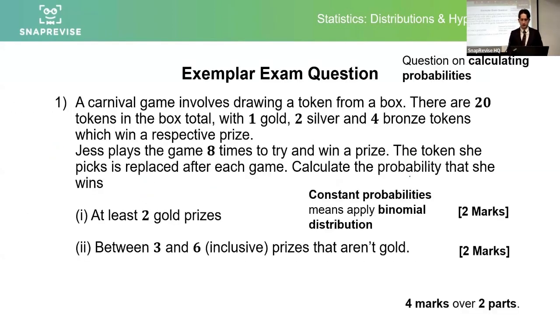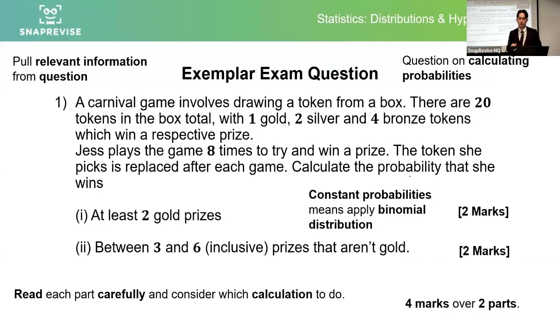Here we go. So a few things to consider. A carnival game involves drawing a token from a box. There are 20 tokens in total, 1 gold, 2 silver, 4 bronze, which respectively win a prize. Jess plays the game 8 times to try to win the prize. That's important as well. It's very easy to mess up what N is for this question. Calculate the probability that she wins at least 2 gold prizes, between 3 and 6 inclusive prizes that aren't gold.